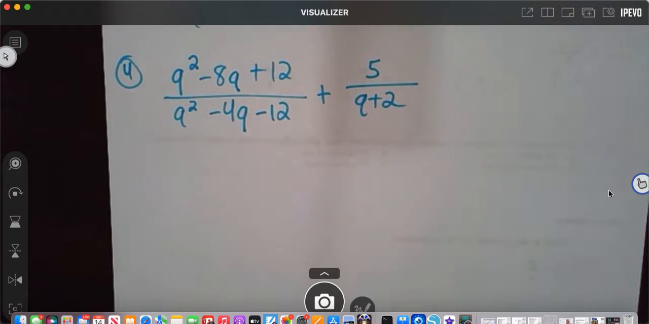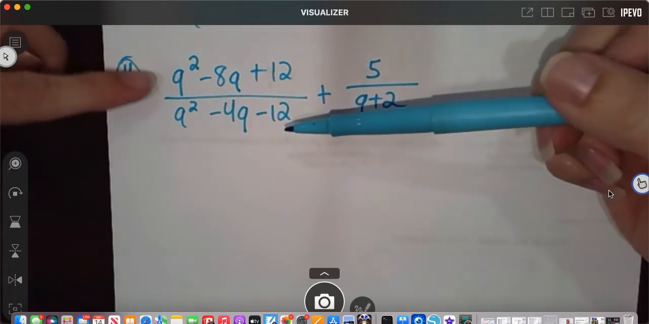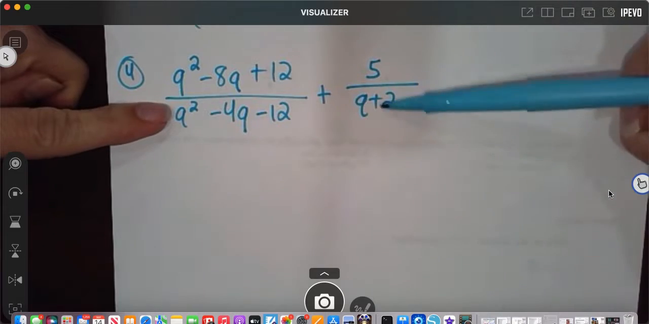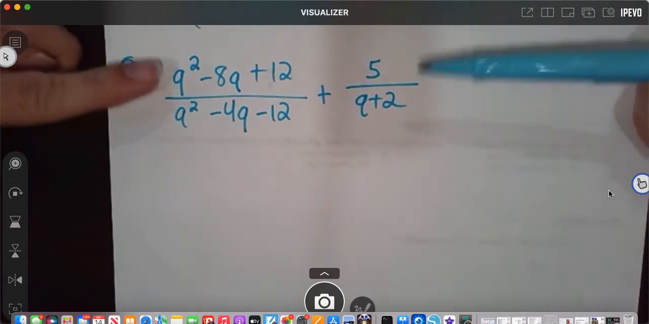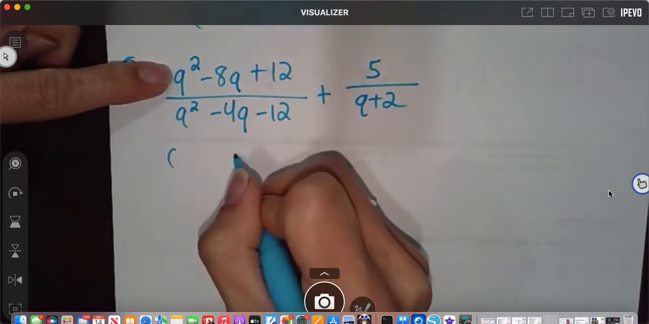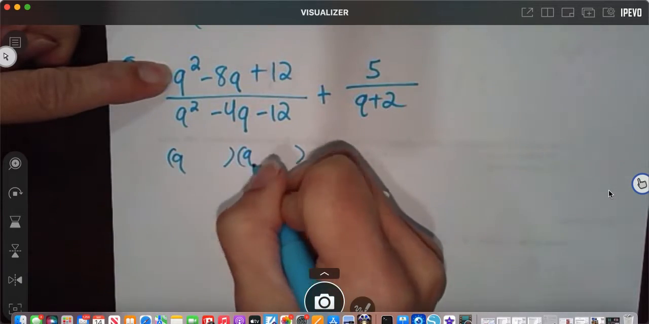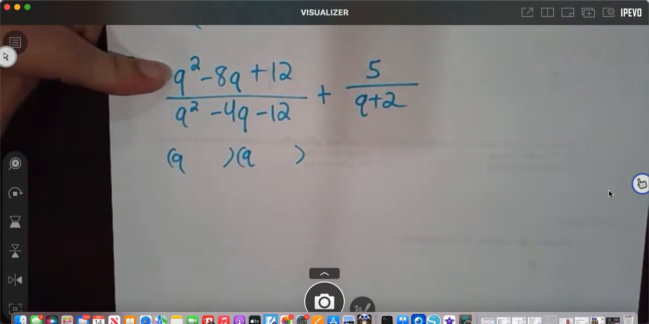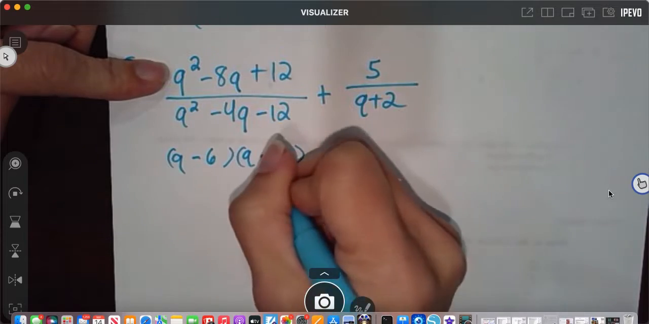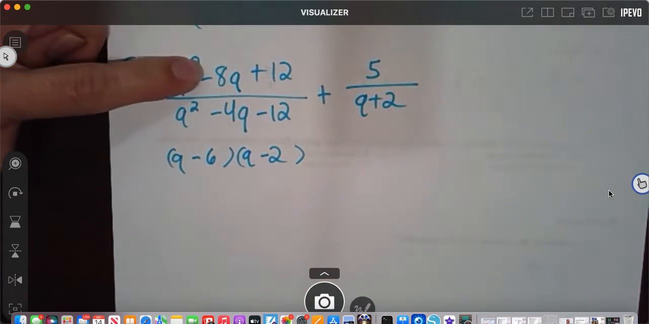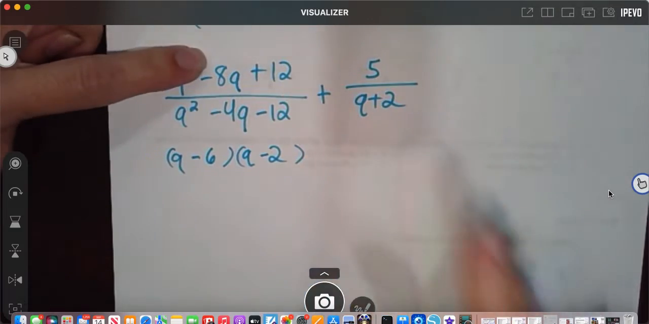First step is to factor. And in this case, you should be able to tell I have a factor up here and down here. This one's just fine for now. So I'm going to take this numerator, and it's q and q. And what are factors of 12? -6 and -2. Yeah, and those multiply to 12 and add to -8.